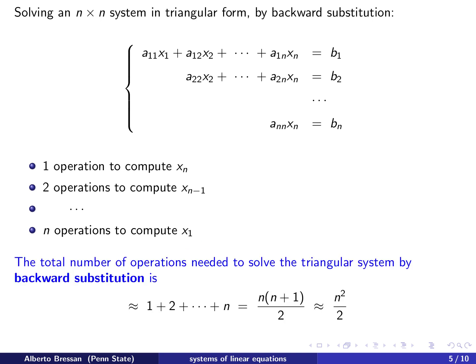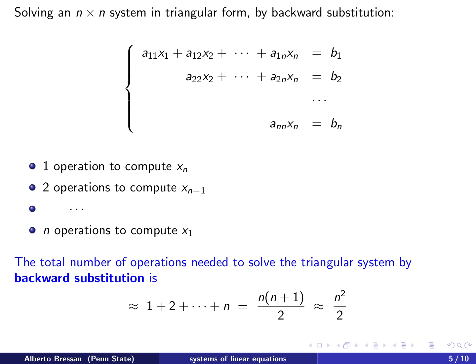So the total number of operations is just summing over all these counts. So it's approximately 1 plus 2 plus 3 all the way to plus n. And this we know is just n times (n plus 1) over 2. And then using the fact that n is large, n plus 1 is just about n. So you get approximately n squared over 2. So that's what it takes to do the backward substitution. It's a constant times n squared.